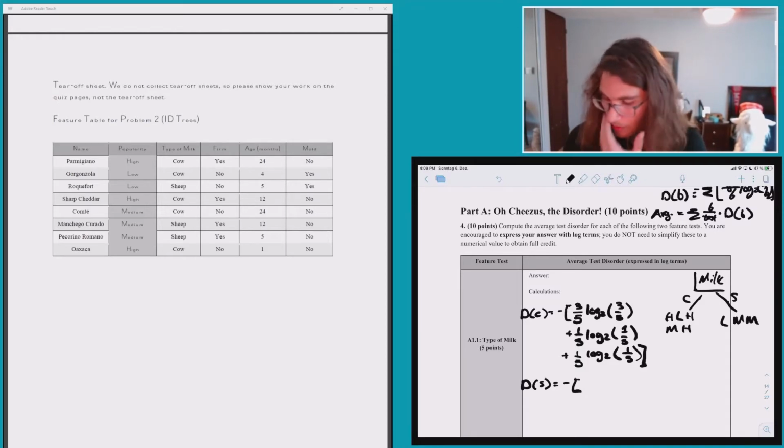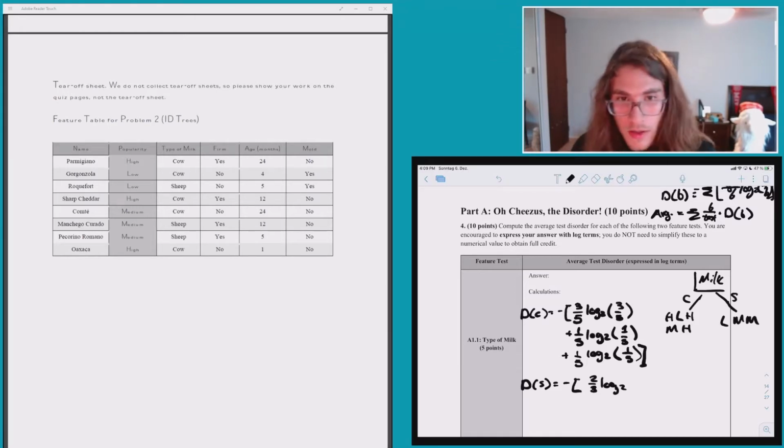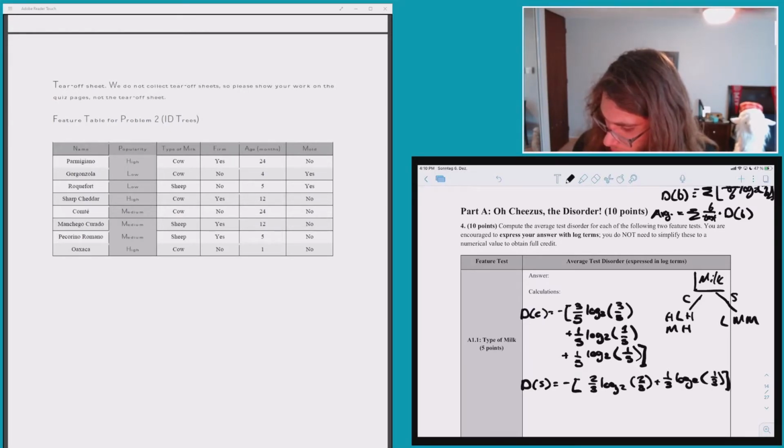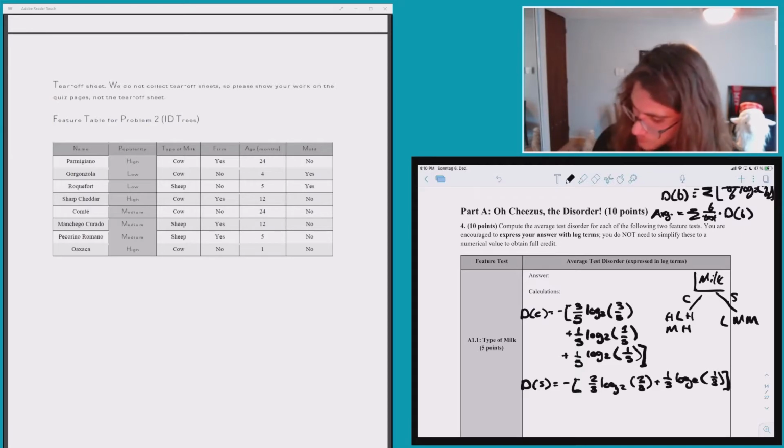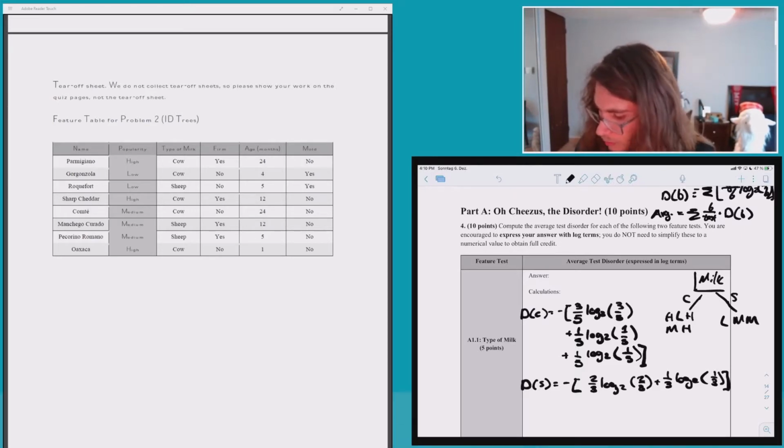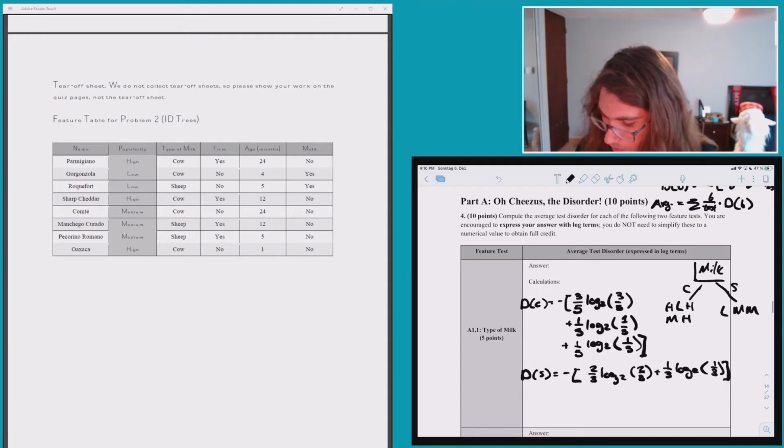And this one should have at least fewer terms. I'm going to start with medium and then low. 2/3 log base 2 of 2/3, and then plus 1/3 log base 2 of 1/3, because there is one low point and 3 points on that branch in total.